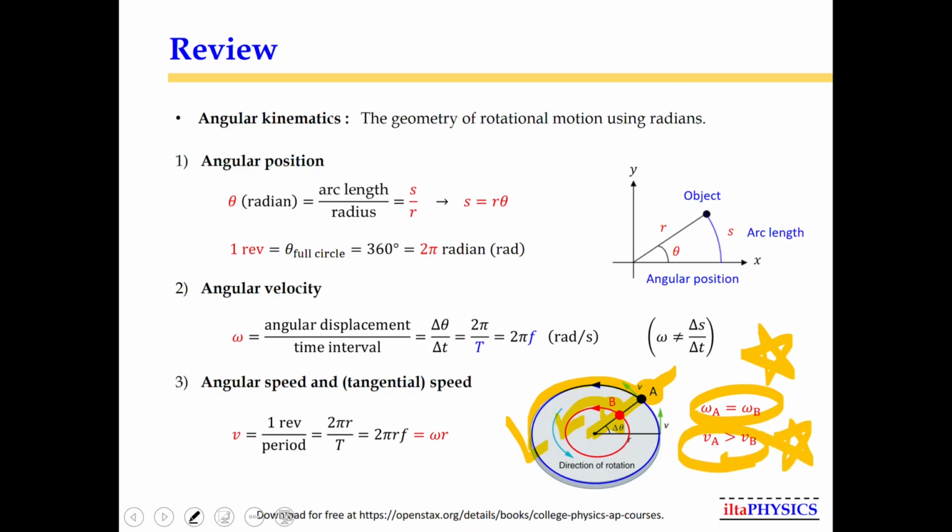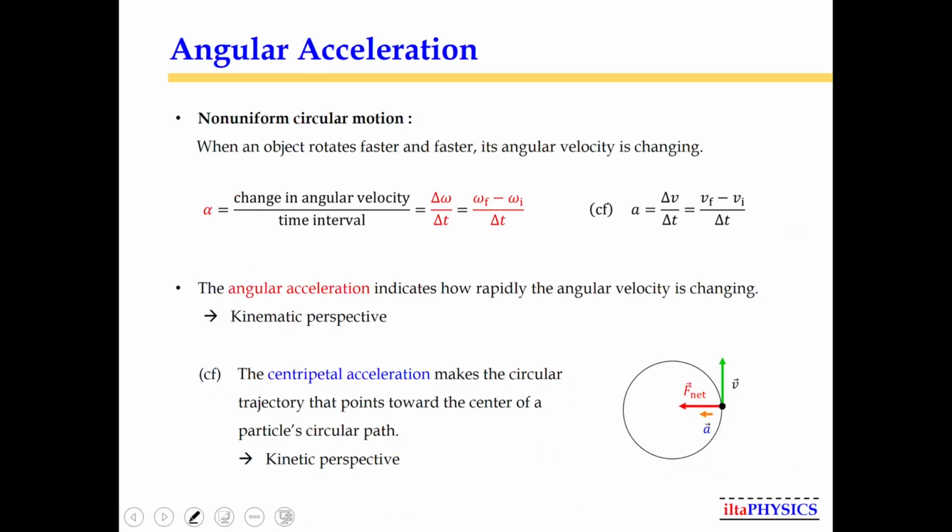All right, now let's use this foundation to study angular acceleration. Up until now, we've assumed uniform circular motion, where the angular velocity is constant over time. But if a rotating object spins faster and faster, meaning there is a change in angular velocity, we define the rate of that change as angular acceleration. You can think of this as having the exact same physical meaning as the acceleration we defined in linear motion.